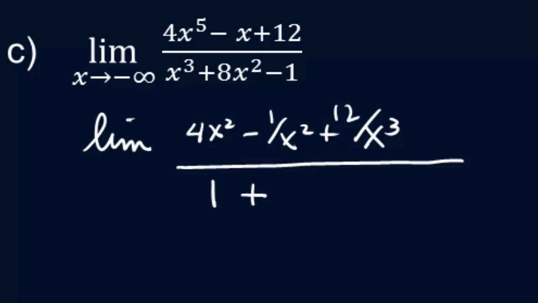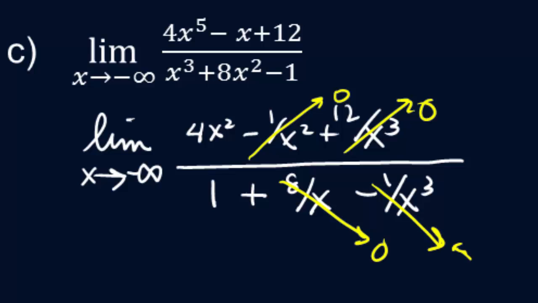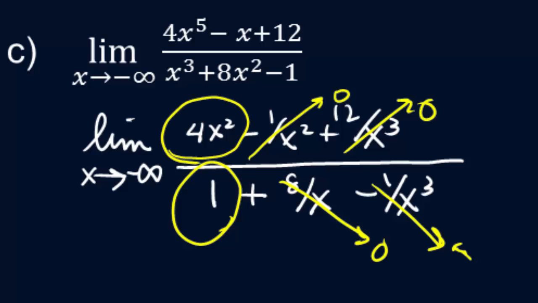And then 8x squared divided by x cubed is 8 over x minus 1 over x cubed. And we take the limit as x goes to minus infinity. The rest of these terms either go to a constant or 0, except for 4x squared. So that goes to 0. This goes to 0. And that just is 1. It's just a constant. So really what remains is 4x squared. As x goes to minus infinity, 4x squared goes to plus infinity.